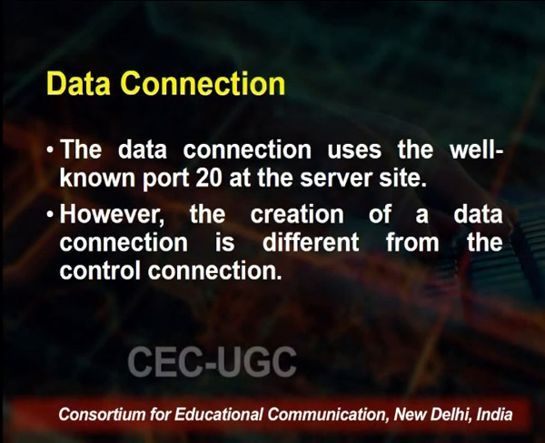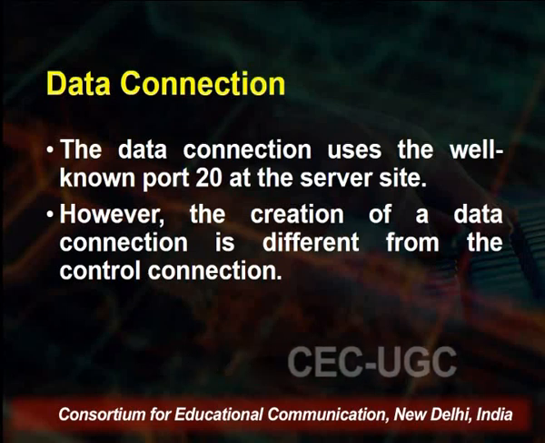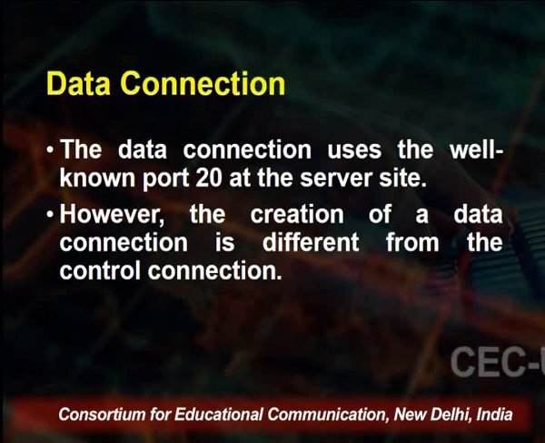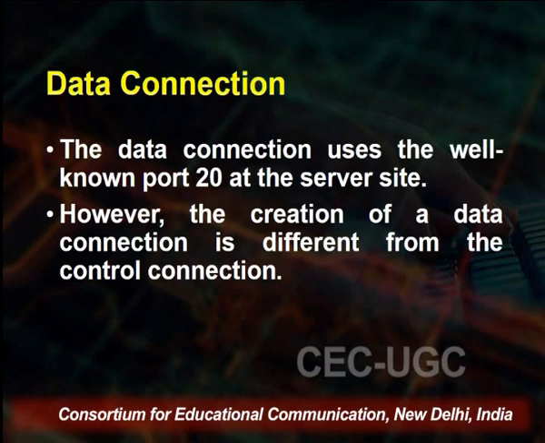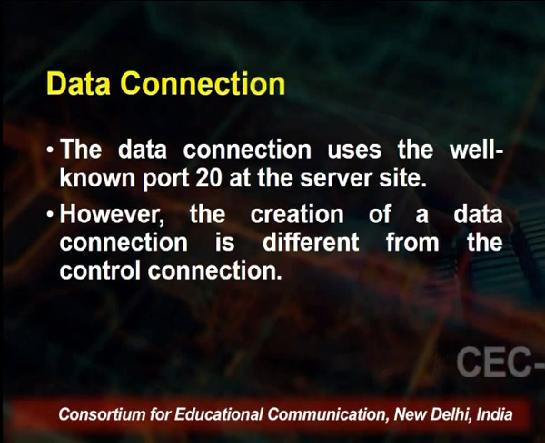Now we are looking at the data connections. Data connections basically use port number 20 at the server side. We had also seen that two ports are going to be used. The standard ports which FTP uses are port number 20 for the data connection and port number 21 for the control connection. However, the creation of a data connection is different from the creation of a control connection.